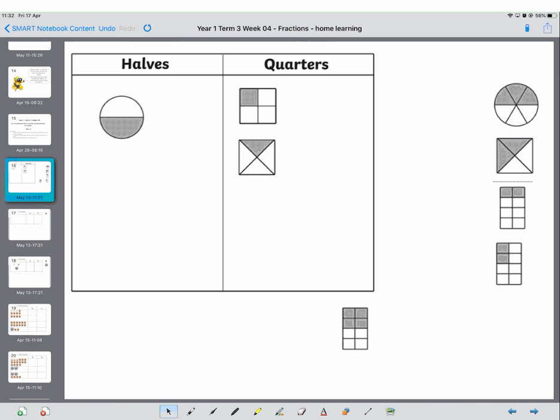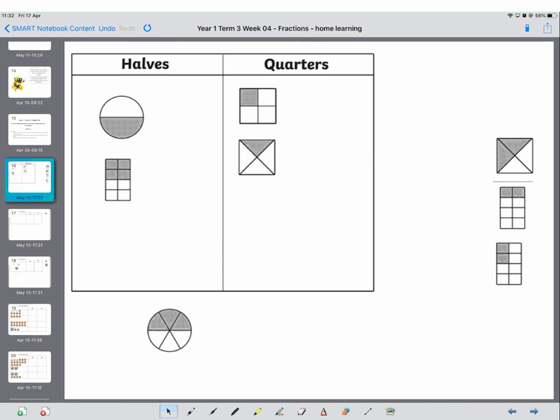Now this next one's quite tricky. There's actually 8 sections and 4 of them are shaded, but if you look at the shape, is that a half or a quarter shaded? That's right, it's a half. And the same applies to this next one. Yes, there's 6 sections, but you can see that half of them are shaded. More or less a mirror image of that. So if you put those together, you get a whole.